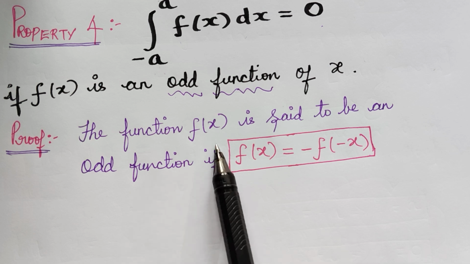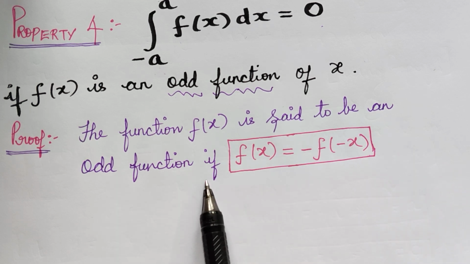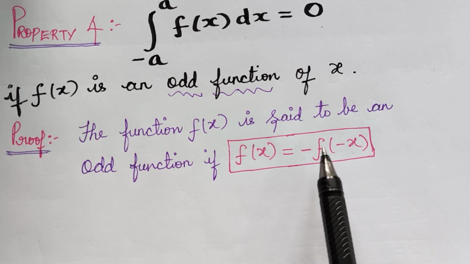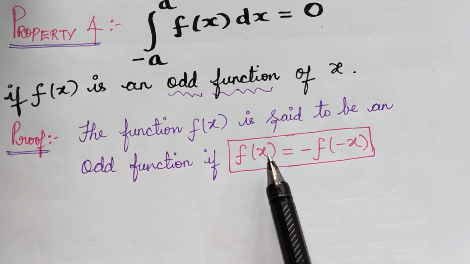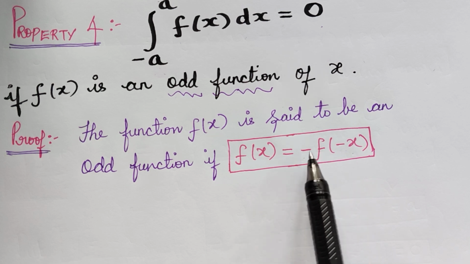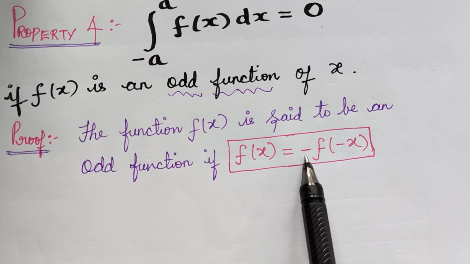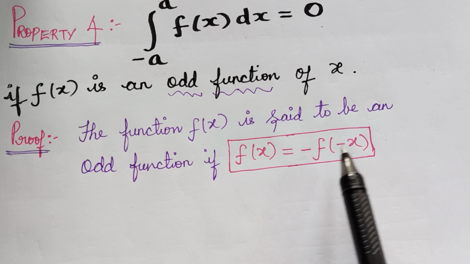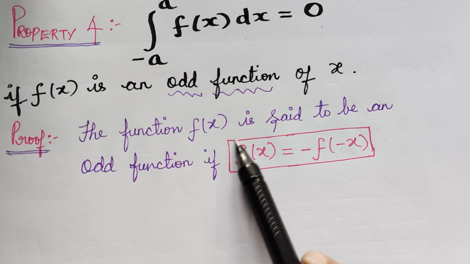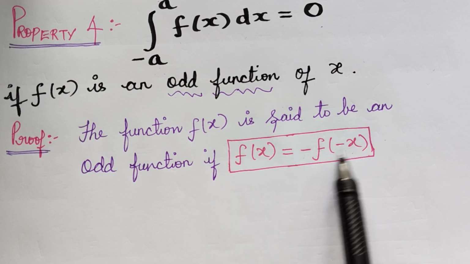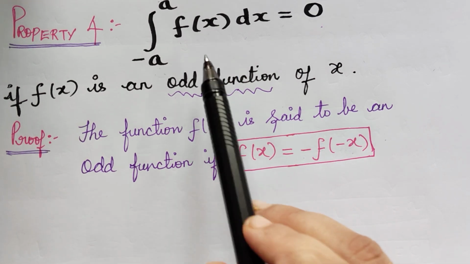The function f of x is said to be an odd function if f of x is equal to minus of f of minus x. That means if the variable x is changed as minus x in the function f, then we will have the function f of minus x multiplied with a negative sign, and that will be equal to f of x. You will understand this better when we do problems on definite integrals. As of now, you remember that f of x is equal to minus of f of minus x. We will be making use of this in order to prove this property.